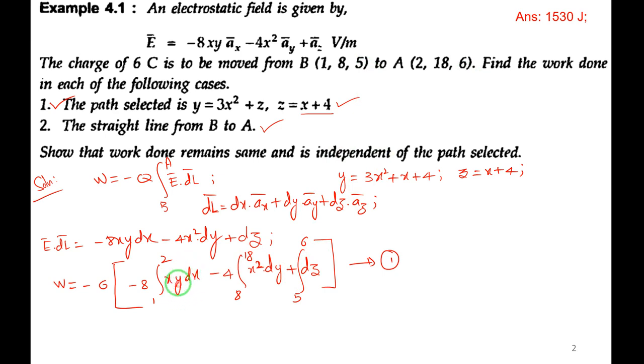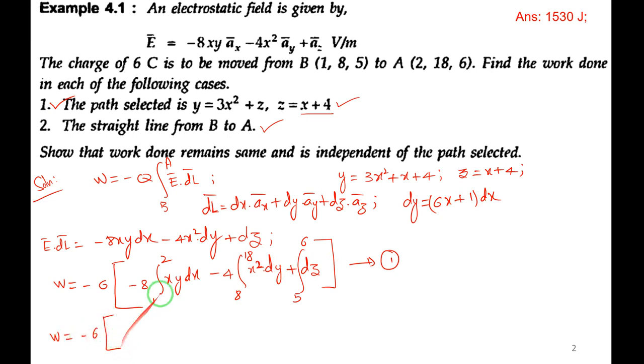Just observe here, xy into dx. This y I will replace because it is given y is equal to 3x square plus x plus 4. So I will substitute it in the first term and everything will be converted in terms of x. I am making use of the path given. Then here, x square into dy. Either I can replace x or I can replace dy in the form of dx and change the limits. Instead of y limits I will take x limits, so I will change dy here. In the second case, I want dy in terms of x, so differentiate y equal to 3x square plus x plus 4 with respect to x: dy is equal to 6x plus 1 into dx. I can replace dy by 6x plus 1 into dx in the second term. We'll see it one by one. Okay, we'll try to solve it. W is equal to minus 6.